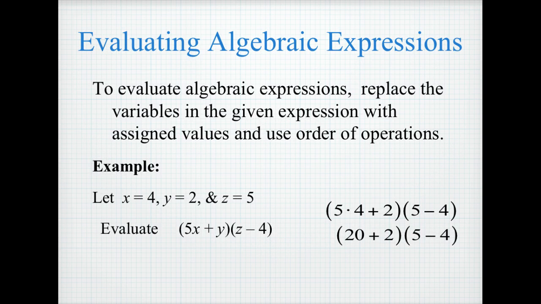My next step working within the parentheses is to clean up all of the addition and subtraction. The first set of parentheses simplified to 22 and the second set simplified to 1. The last step is to multiply the result. The product of 22 and 1 yields 22. That's all there is to it.